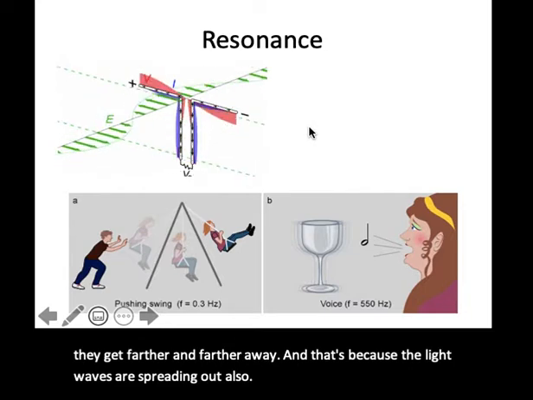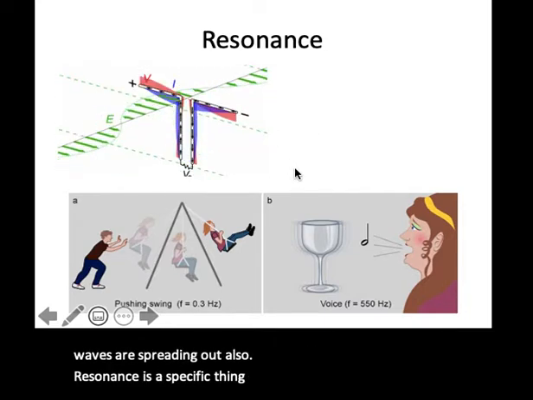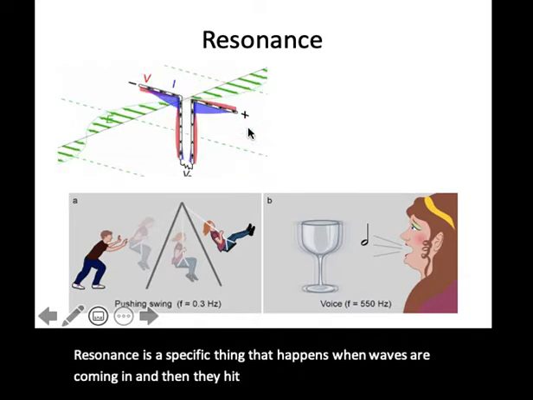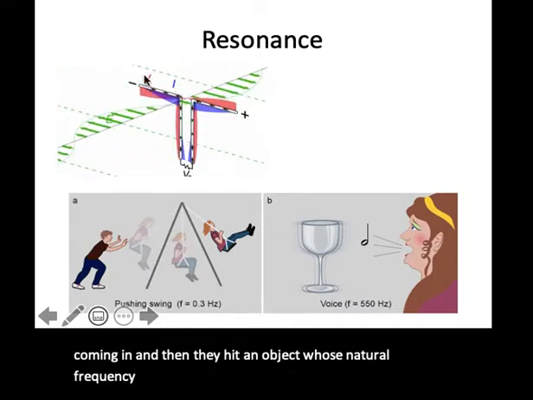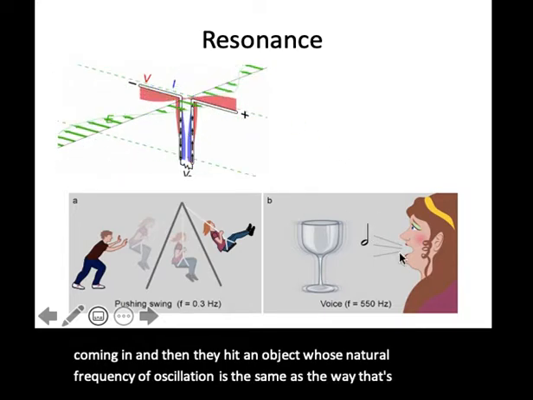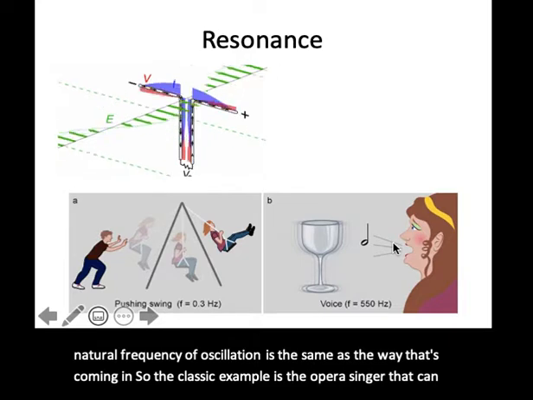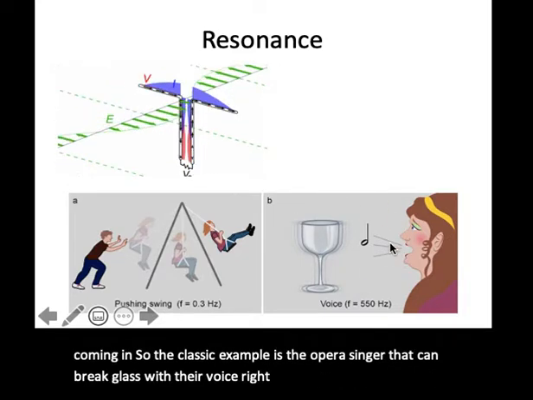Resonance is a specific thing that happens with waves. When waves are coming in and then they hit an object whose natural frequency of oscillation is the same as the wave that's coming in. So the classic example is the opera singer that can break glass with their voice, right? There's a Mythbusters on this. If you look it up, this is actually true, right?